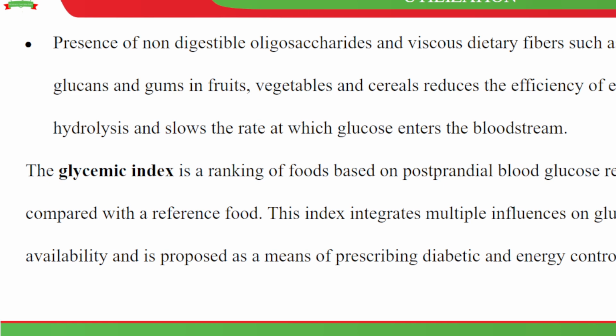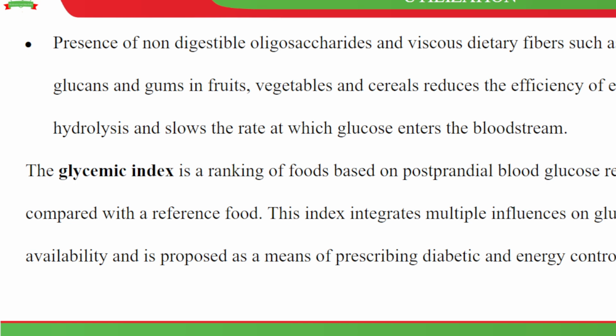The impact of dietary fiber on nutrient absorption and utilization. One is the presence of non-digestible oligosaccharides and viscous dietary fibers such as the pectins, glucans, and gums in fruits, vegetables, and cereals. They reduce the efficiency of enzyme hydrolysis and slow the rate at which glucose enters the bloodstream. That's how it affects that.